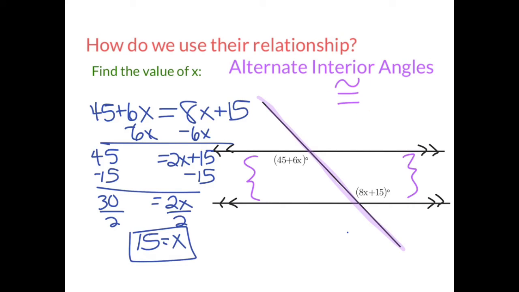If you're ever not sure about if they're congruent or supplementary, take a look, see if you can trust the diagram to a certain degree. This is an obtuse angle. This is also an obtuse angle. They're going to be equal measured obtuse angles.